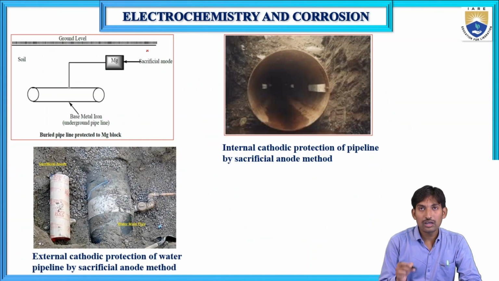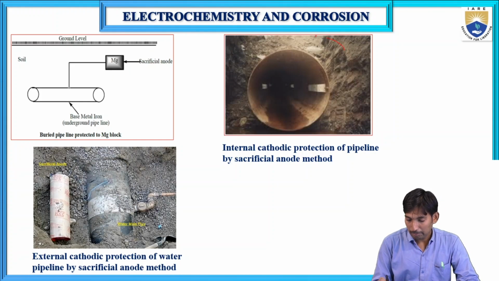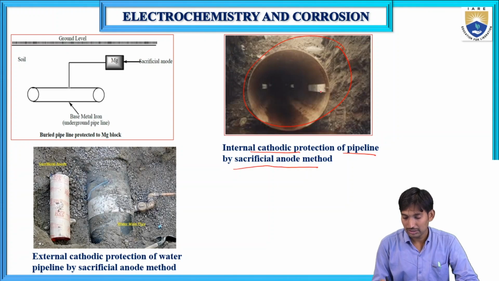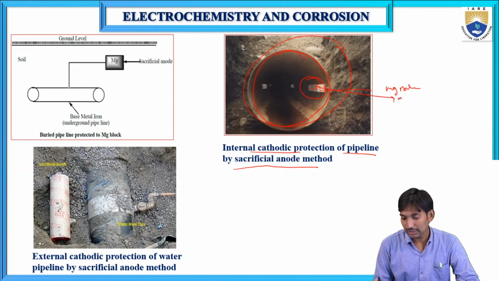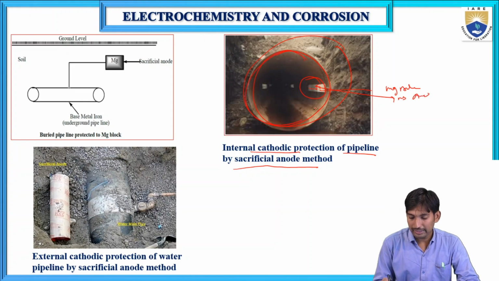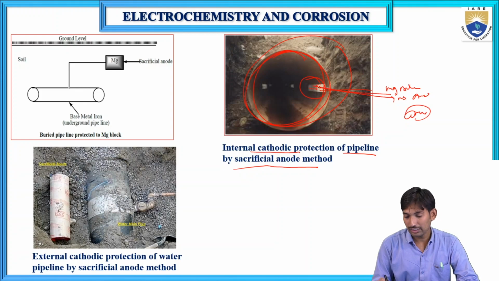The second one is ground level. This is a buried pipeline: internal cathodic protection of a pipeline by the sacrificial anodic method. See, inside this iron pipe, some blocks are there. These are magnesium blocks. The iron pipes are connected with magnesium blocks. These magnesium blocks act as the anode and the buried iron acts as the cathode. In this way, magnesium undergoes oxidation and is corroded, and the cathode part, our pipeline, will be protected by this sacrificial anodic method.